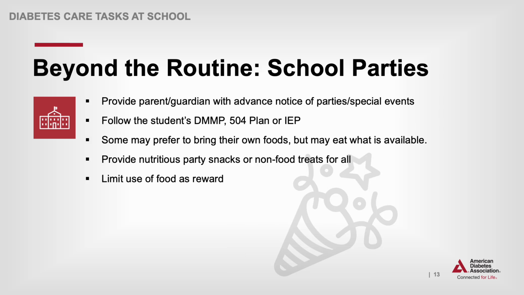Provide the parent guardian with advance notice of parties and special events. If no advance notice has been given, contact the parent guardian once the event begins if there are any questions. Don't restrict unnecessarily. Follow the student's DMMP. Some students may prefer to bring their own food, but may eat what is available. Many traditional party foods are high in sugar and fat, so consider providing a selection of healthful foods and snacks to encourage healthy eating habits for all. Limit use of food as a reward.